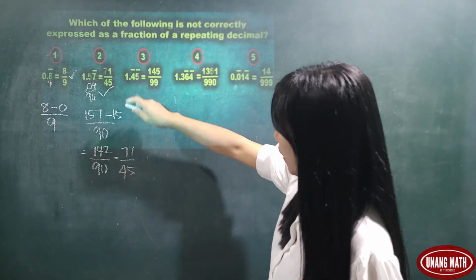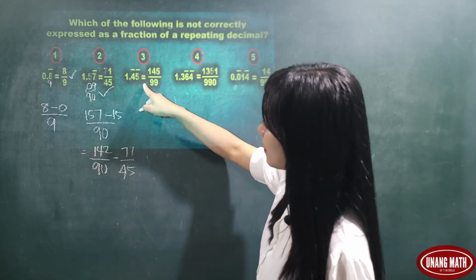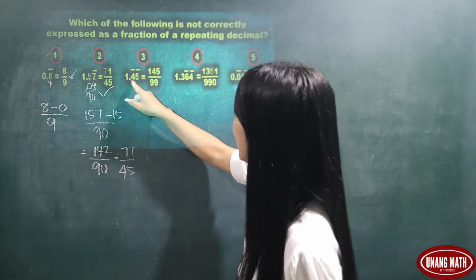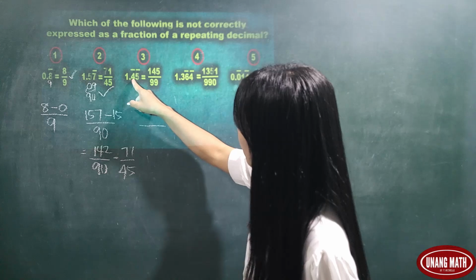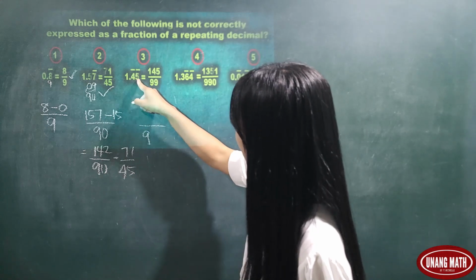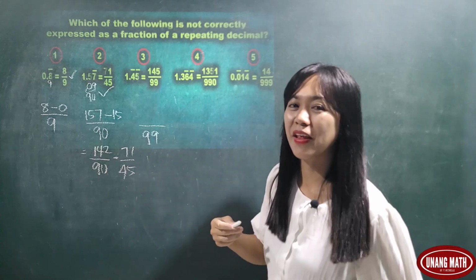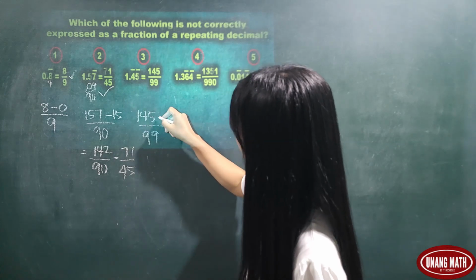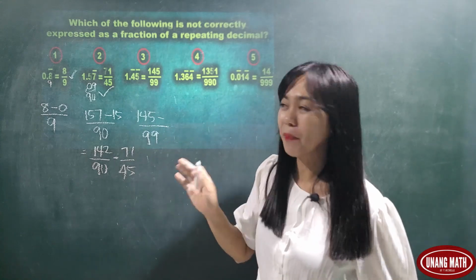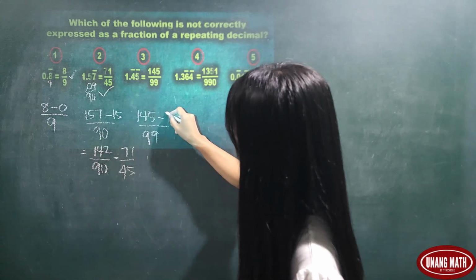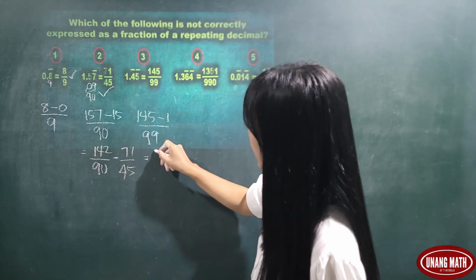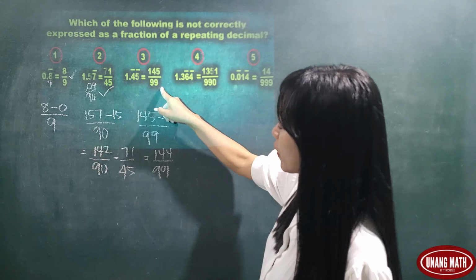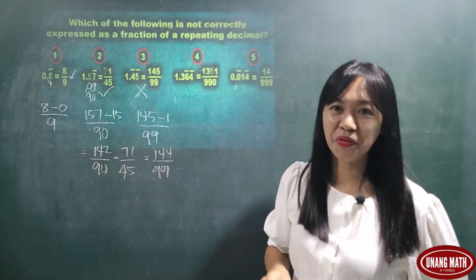Let's move on to number 3. 1.45 repeating. Is it equal to 145 over 99? Okay, let's see. Get the denominator. 4 is repeating, so this is 9. 5 is also repeating, so the denominator is 99. To get the numerator, get first all the digits. So 145 minus the non-repeating digit. Non-repeating digit is 1. So 145 minus 1. This is 144 over 99. But this is 145 over 99. So this is not correct.